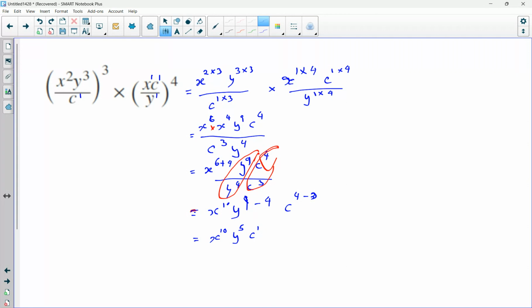Now remember, 1 appears and disappears. It's that special number. So tidy this up and your final answer is x10, y5, and just the c. And that is the answer.